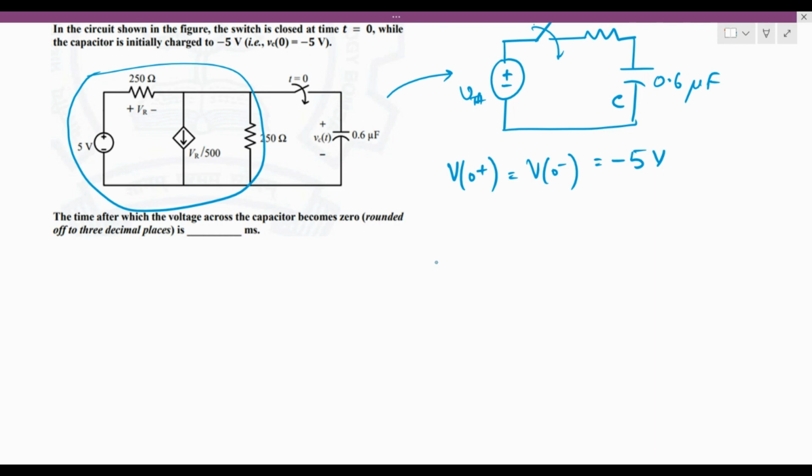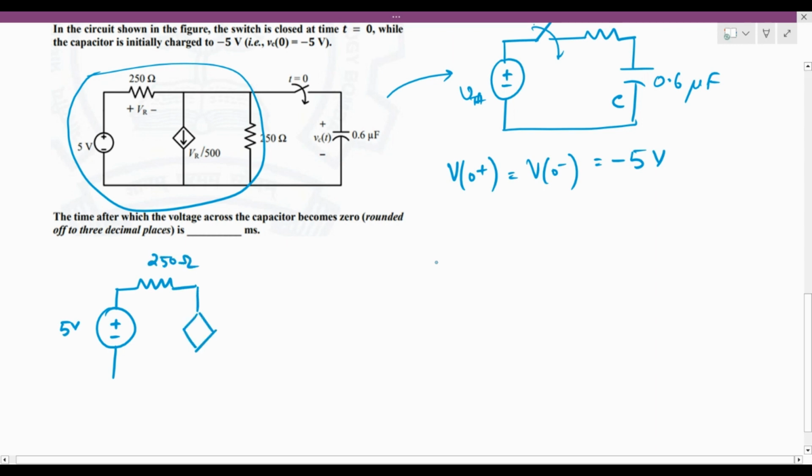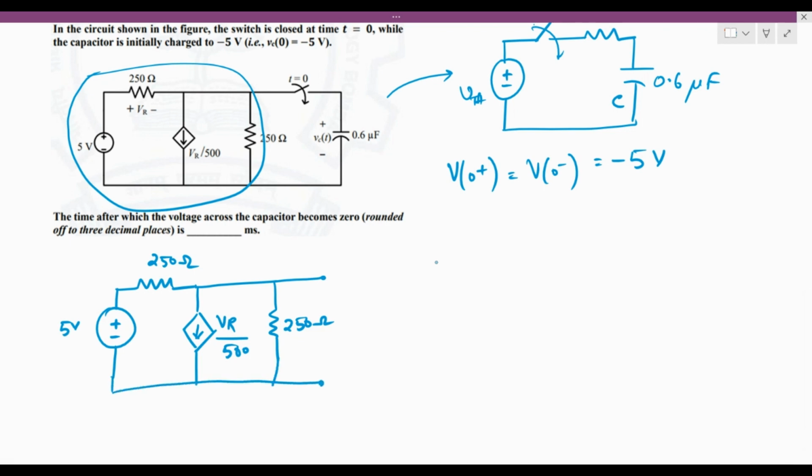Then the circuit becomes plus minus, this is 5 volts, this is 250 ohms, this is the voltage controlled dependent current source, and we have the 250 ohms resistor here with the output terminals across which we were having the capacitor connected. During steady state it would become open circuit.